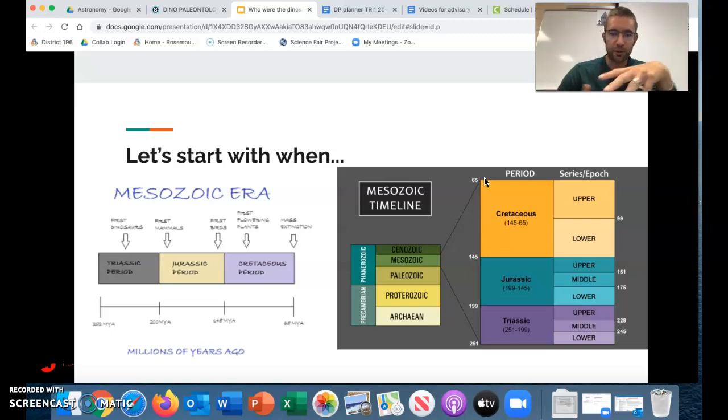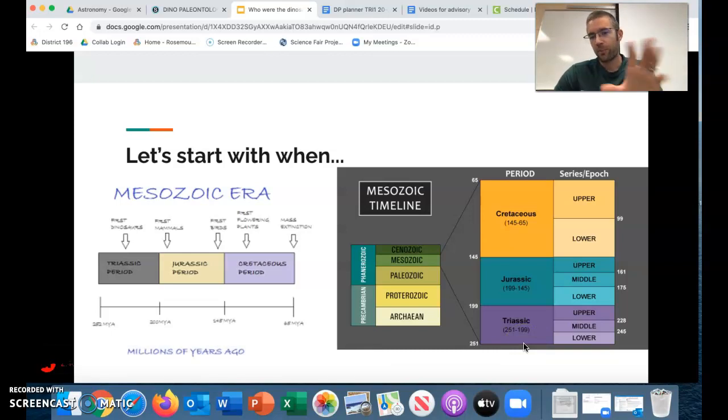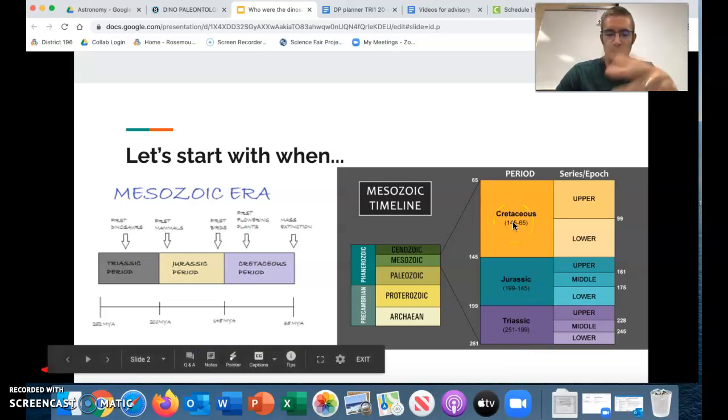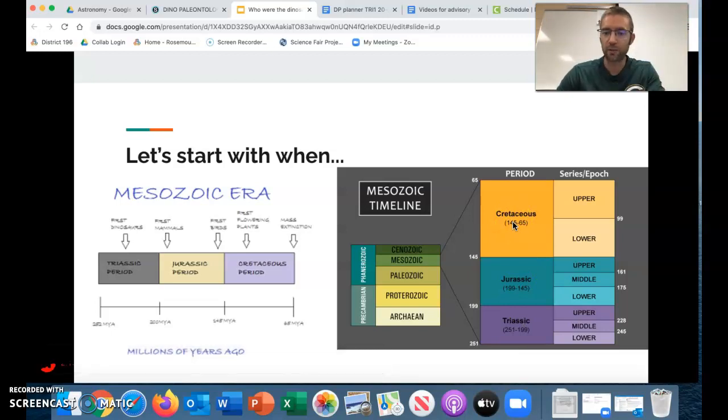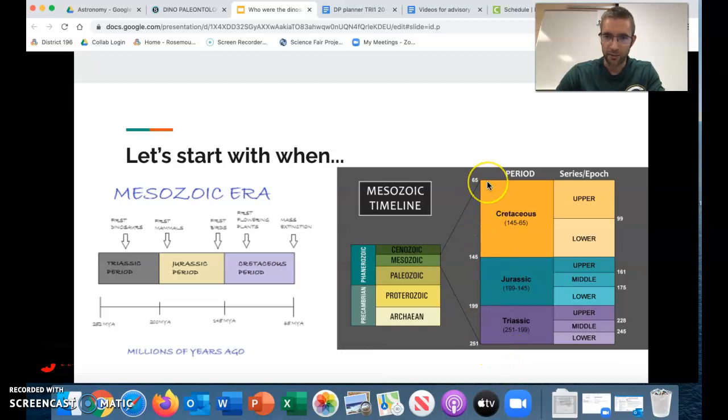People sometimes just characterize the Mesozoic as the age of dinosaurs. But we need to be careful with that. Dinosaurs don't show up right away in the Triassic. Life in general is put into these categories, or I should say the categories are divided up based on changes in life. So there was a large mass extinction 251 million years ago, and then also another mass extinction 65 million years ago. So it's bounded by two big extinction events.